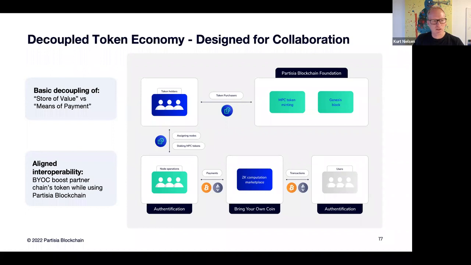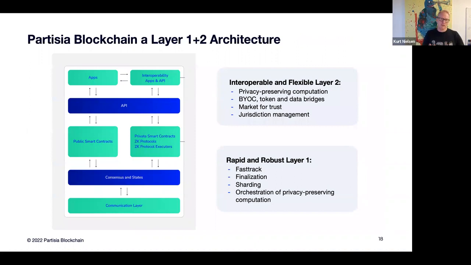So we have this layer one and layer two. We have the efficient, robust layer one with the fast track finalization and all that. I'll come back to that in a bit more detail later. And then on top of that, we have the privacy preserving computation. We have the bridging, we have the market for trust and so on. And also jurisdiction management, which I'll also talk about a bit later, where you can actually delegate certain computation to a certain jurisdiction, which is also important in order to accommodate and be compliant with regulation in certain regions.